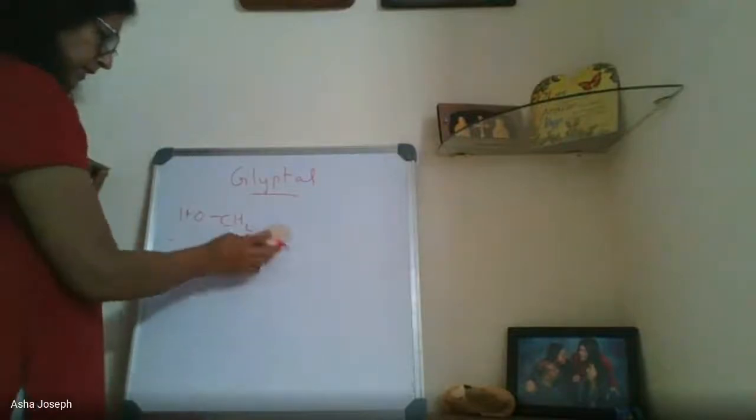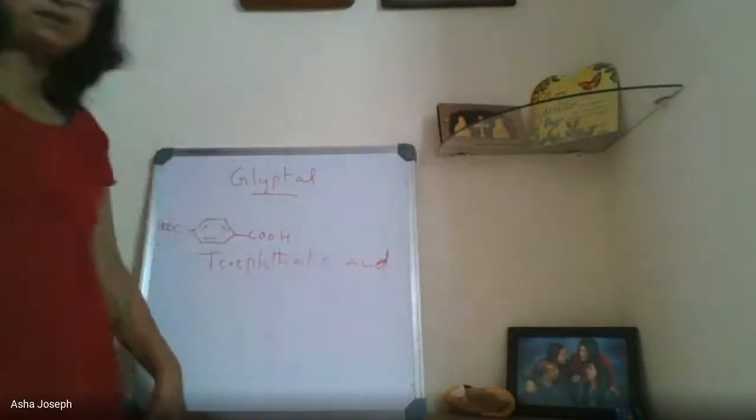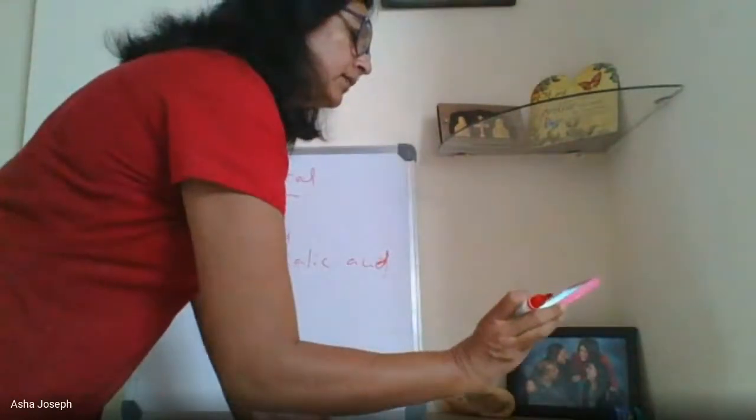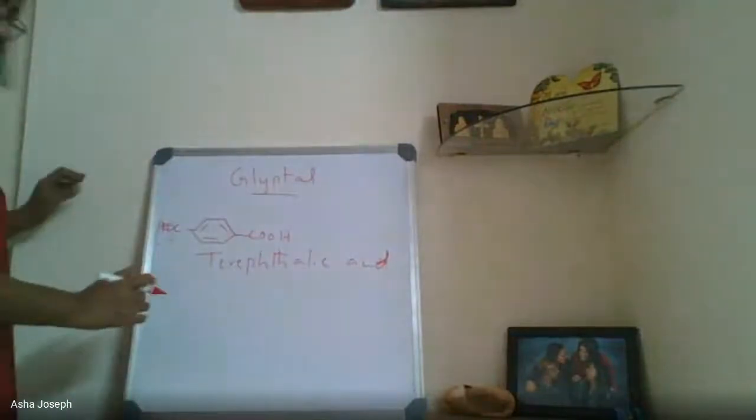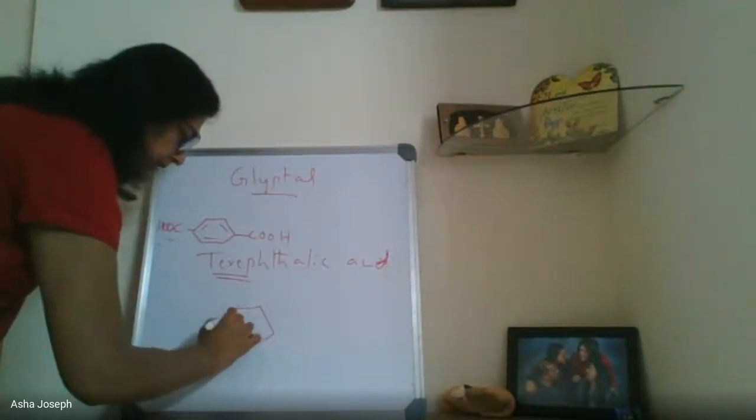CH2OH. So first I will speak about phthalic acid and terephthalic acid. Okay. So phthalic acid is this. Terephthalic acid, you remember, the para position has the second COOH group. This is terephthalic acid. This was used in terline, right? So now I am going for phthalic acid. This is terephthalic acid. So phthalic acid is this.